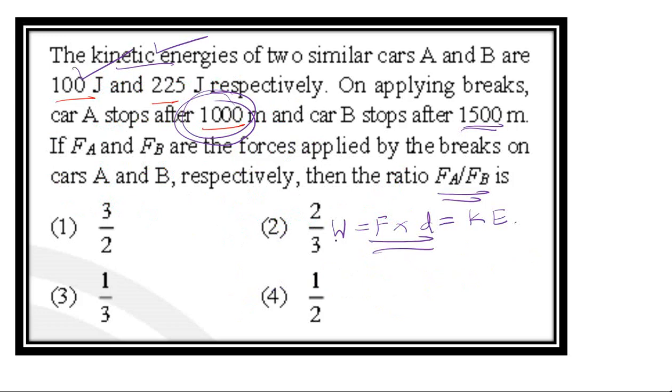So which option is correct? Fa by Fb is 2 by 3, so option 2 is correct. So this is how concept understanding and simplification, that is numerical intelligence, helps. If you are good at this, you can solve this faster. I will be solving more problems like this in the coming videos. Thank you.